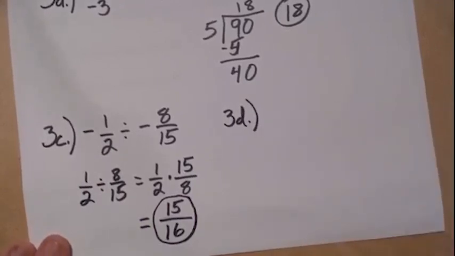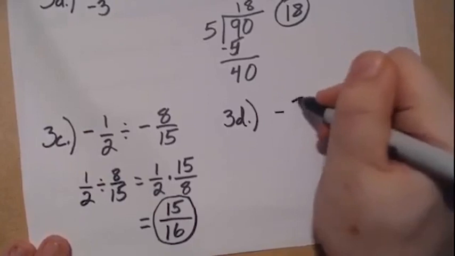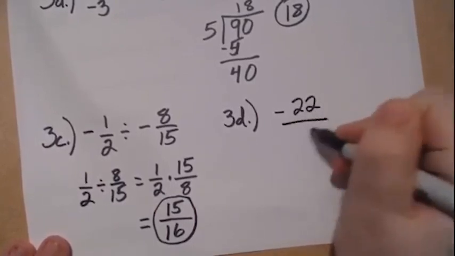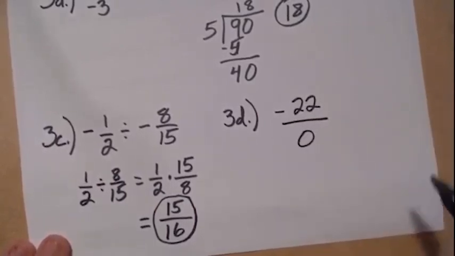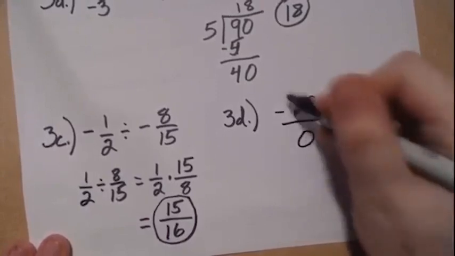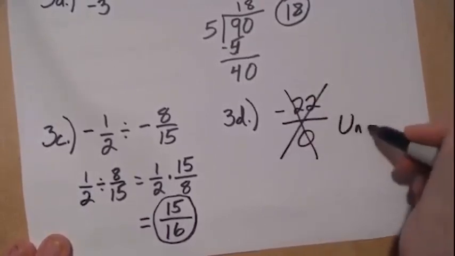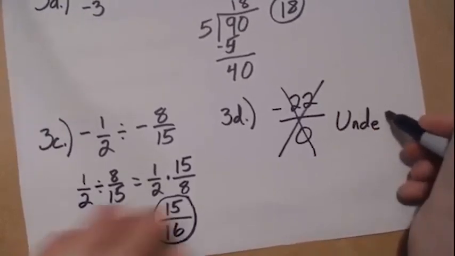And 3D, negative 22 over 0. We cannot divide by 0, so this one is undefined.